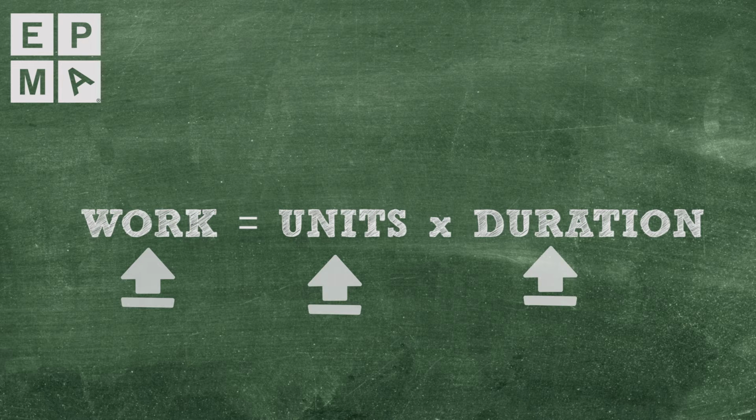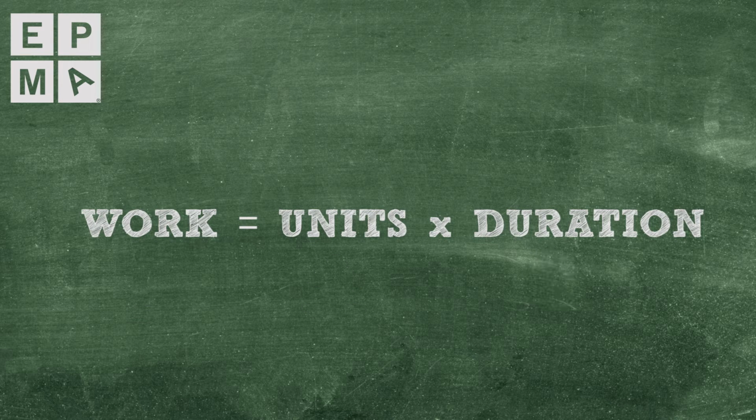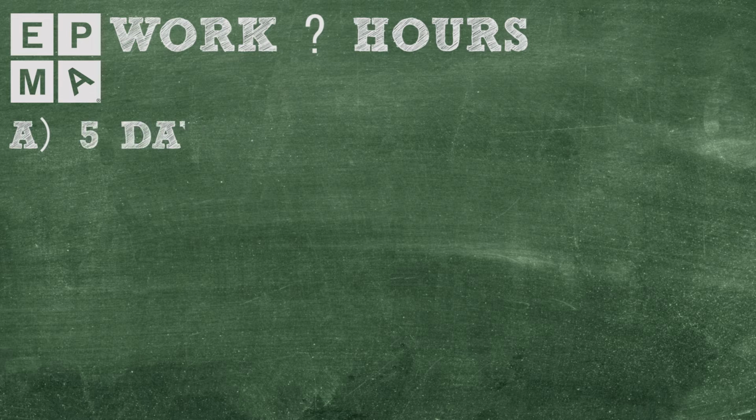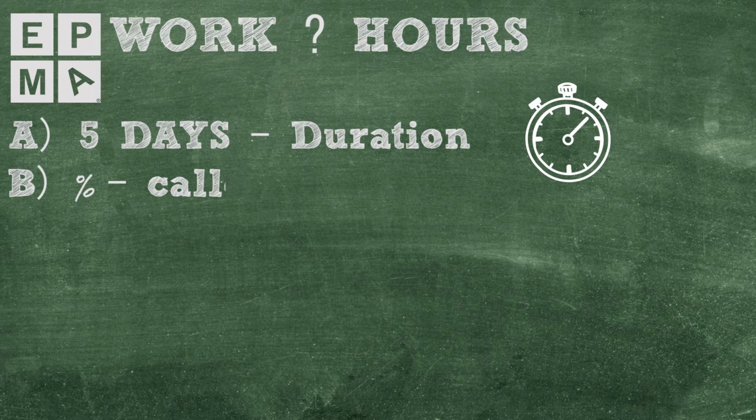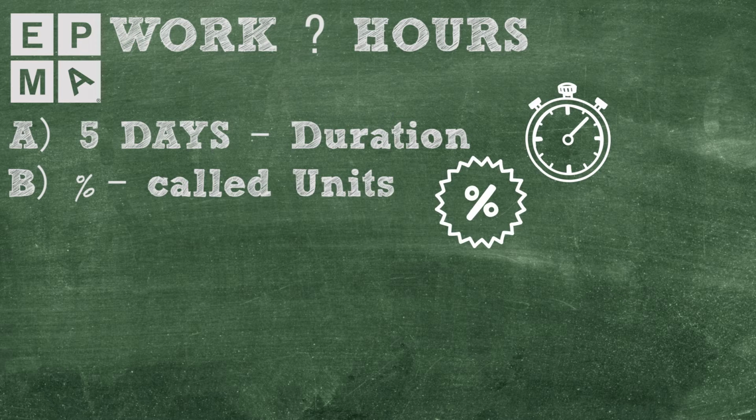Good. Now, try to wrap your feeble little minds around this. In Microsoft Project, all tasks are fundamentally governed by this formula. The amount of work, typically shown in hours, necessary to complete a task is calculated by A, how long the task is estimated to complete, which is the duration, multiplied by B, the percentage of time that a resource, such as a human, will devote to the task, called units.